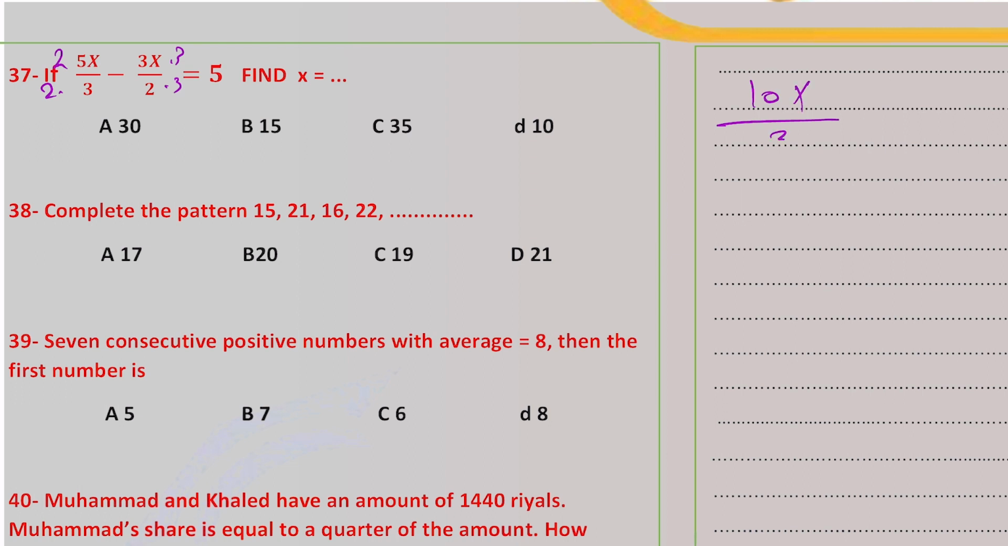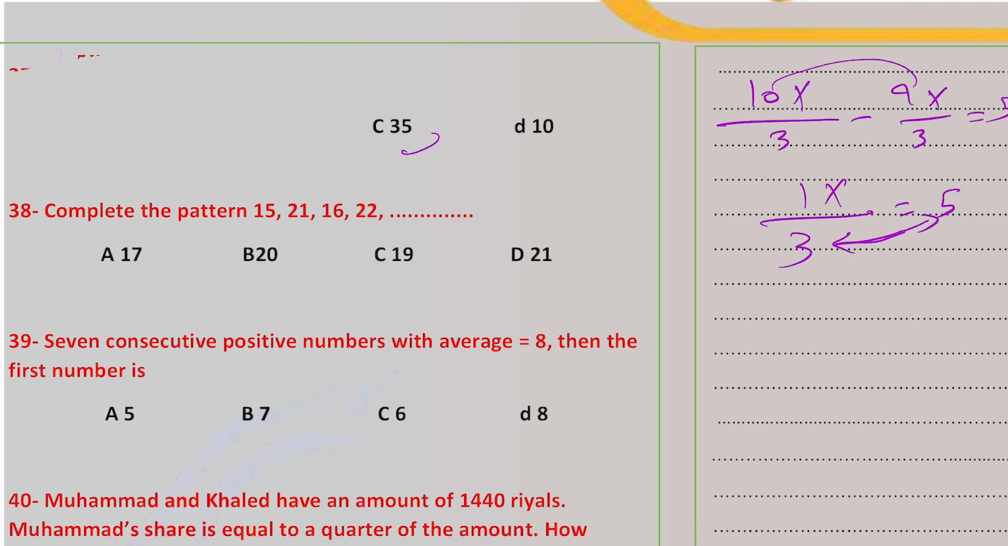10x over 6 minus 9x over 6 equals 5. So here we'll have 6. 10 minus 9 is 1x equals 5. I told you, always I will multiply the two numbers here and here. It will be 15.